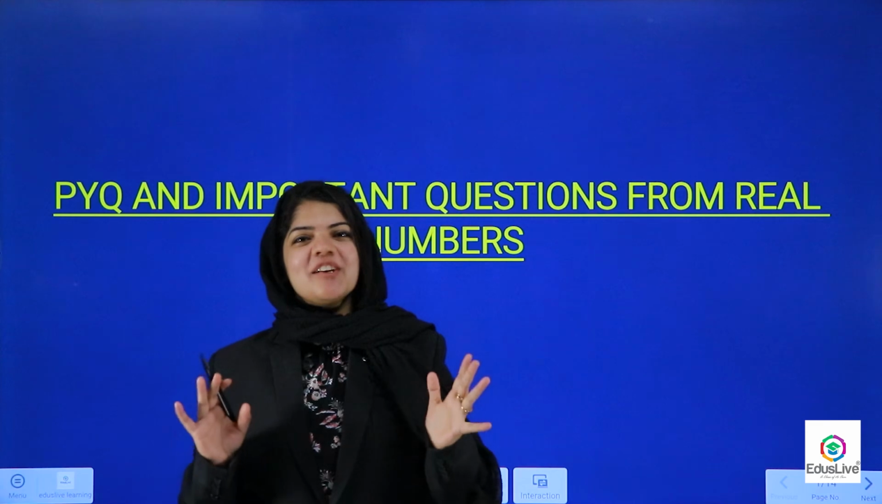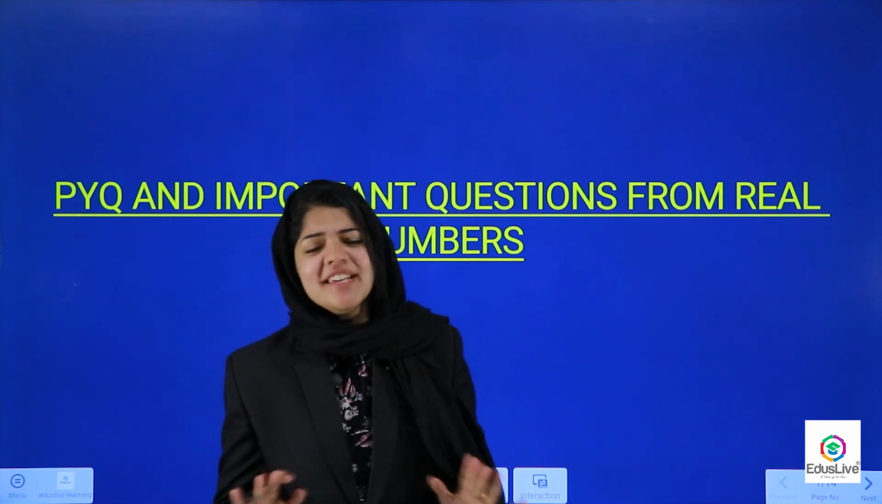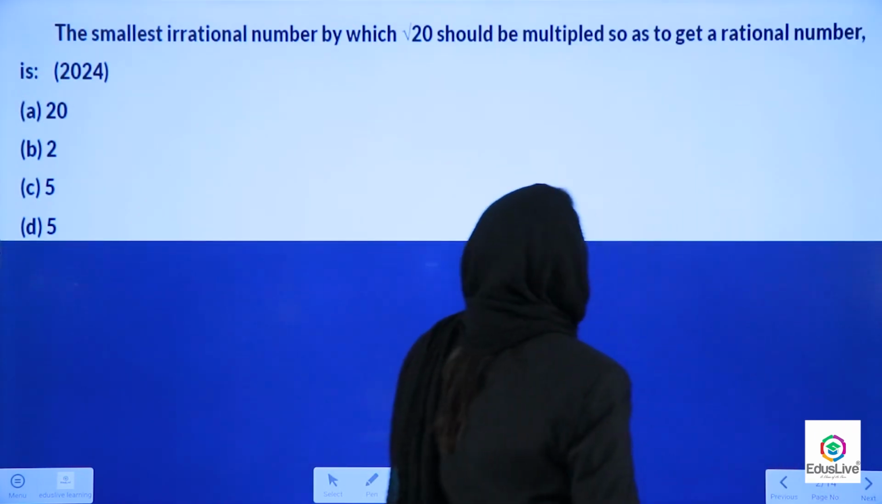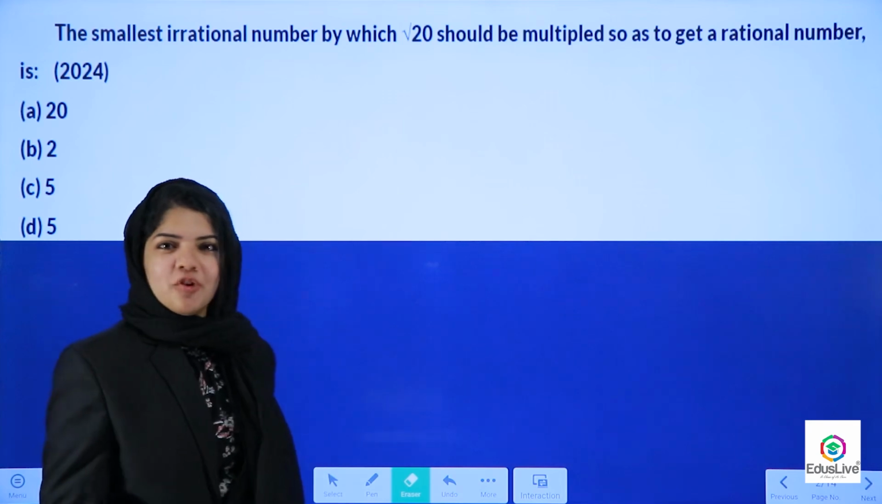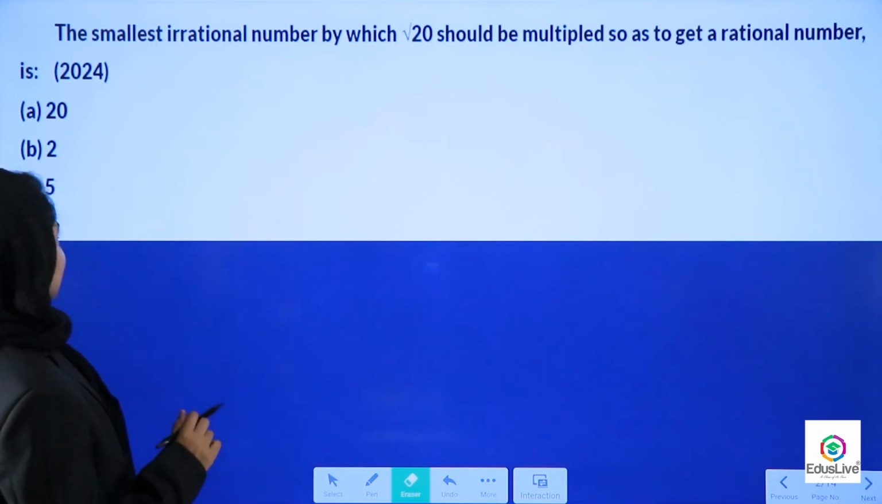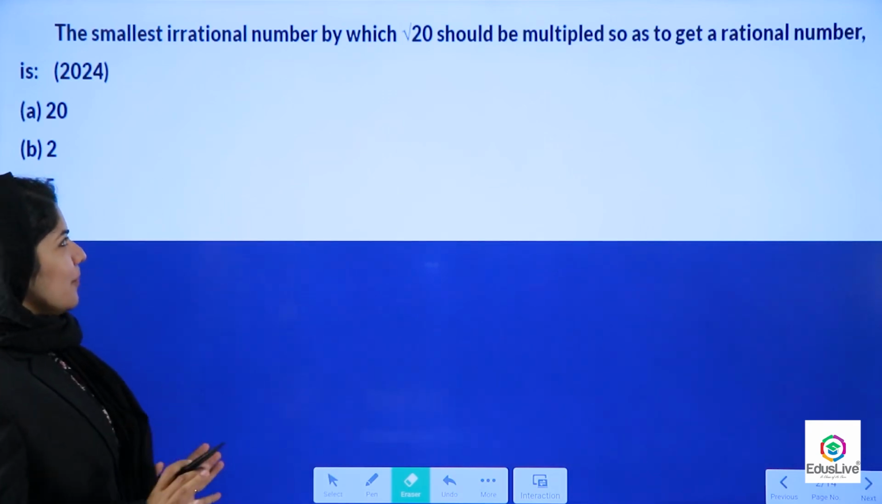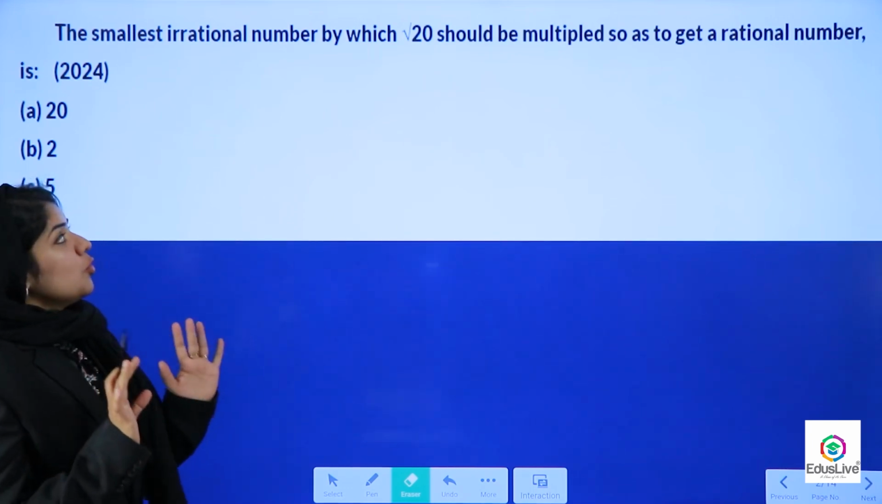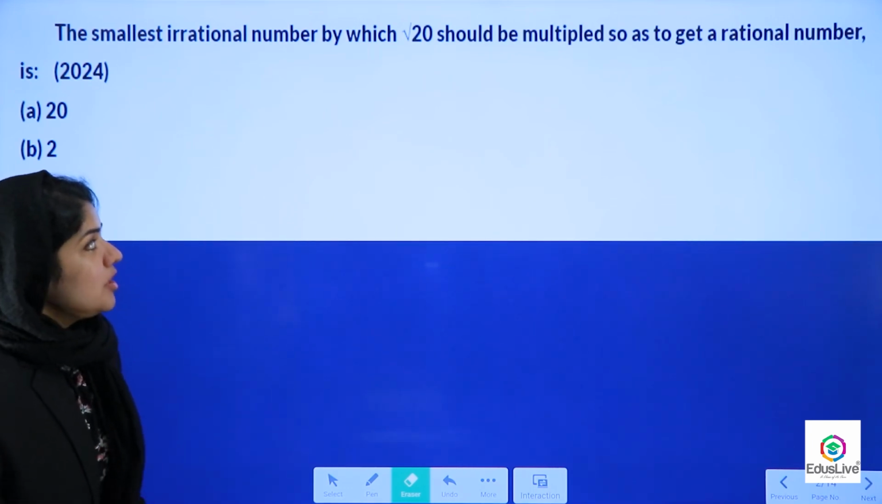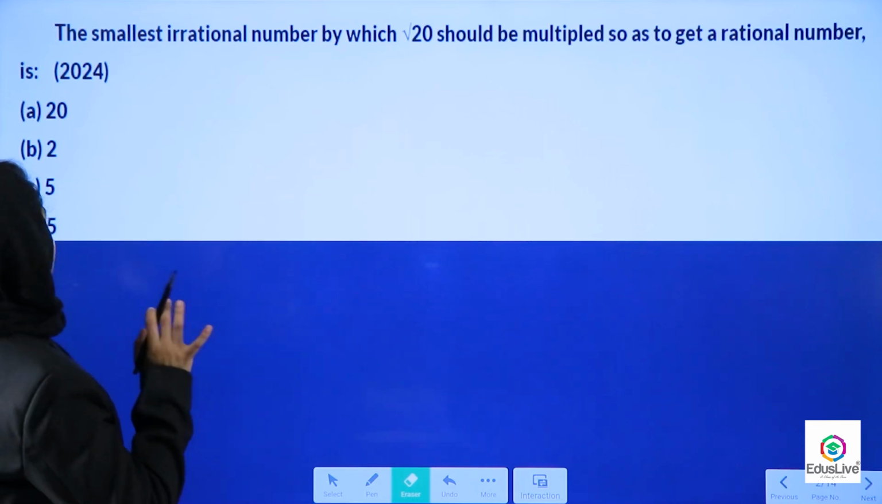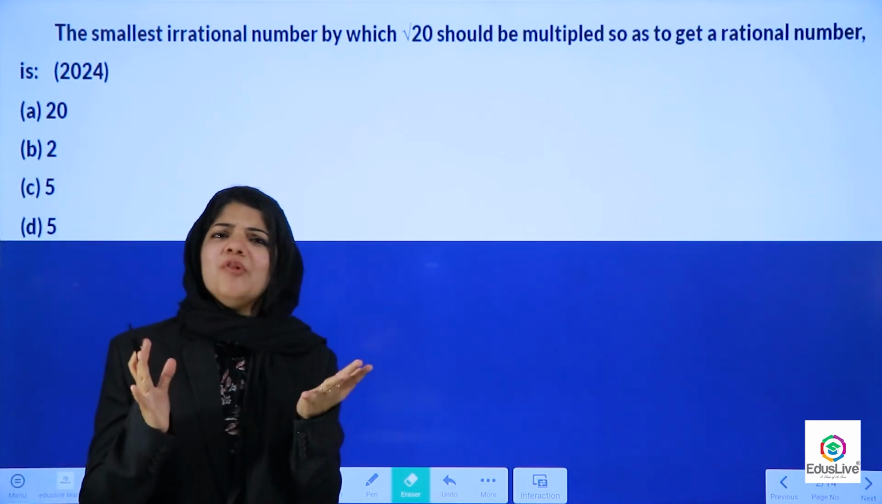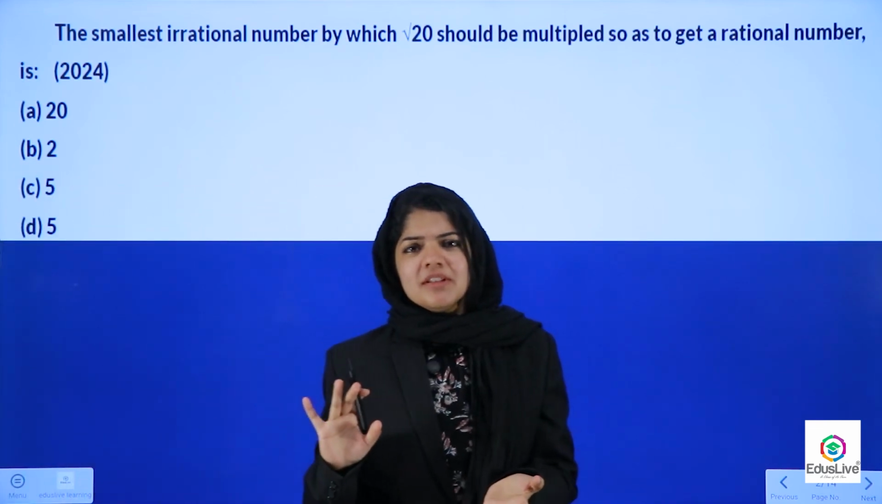Today we'll be discussing the previous years' important questions from the first chapter, Real Numbers. This is a very easy chapter. So we will check out the first question, and this is from the 2024 board paper. The question is, the smallest irrational number by which root 20 should be multiplied so as to get a rational number. So first of all, what is a rational number?